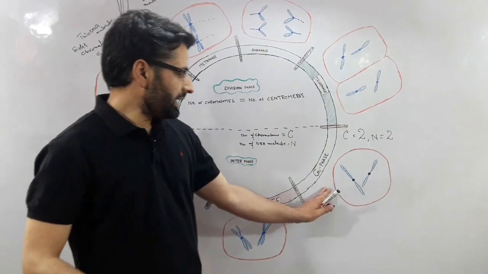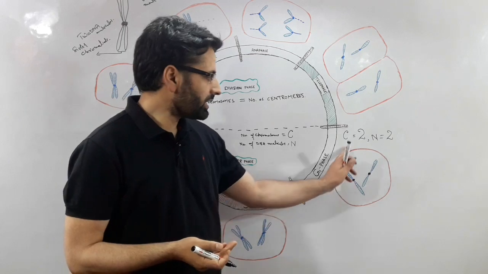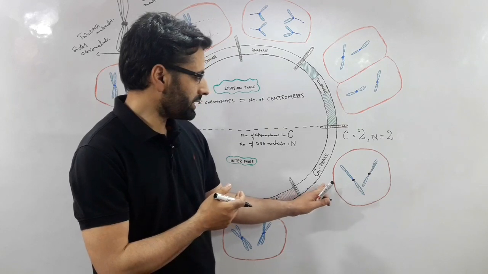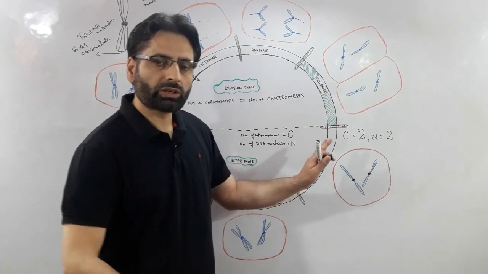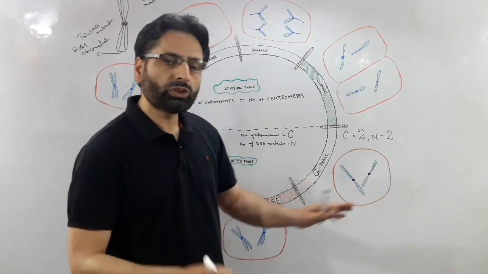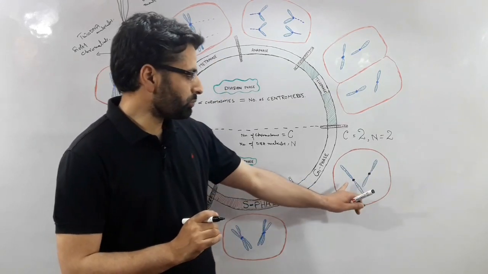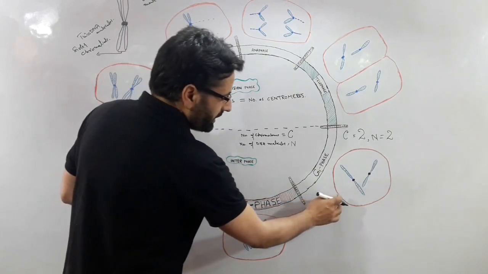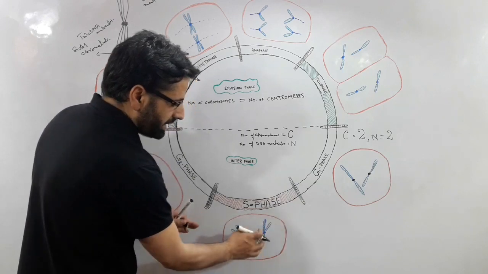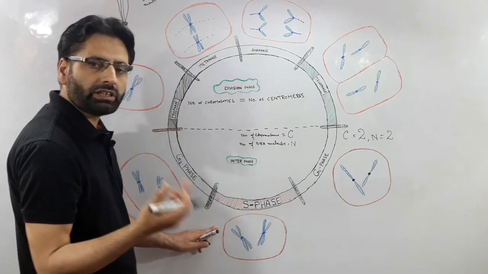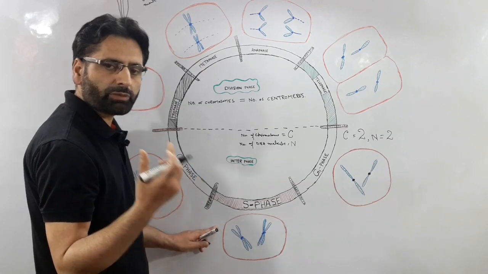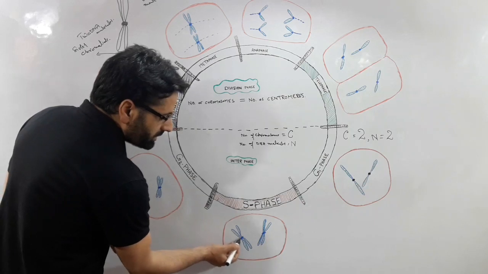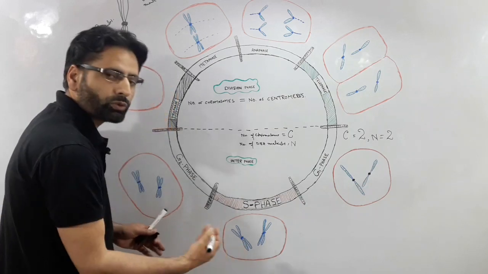So in the cell at the G1 phase we have 2 chromosomes and 2 DNA molecules. The number of chromosomes is 2 because we have only 2 centromeres, and the number of DNA molecules is equal to the number of chromosomes. Now, when the cell enters the S phase, we have DNA duplication, that is, DNA gets replicated.